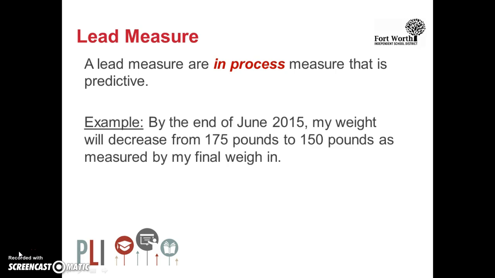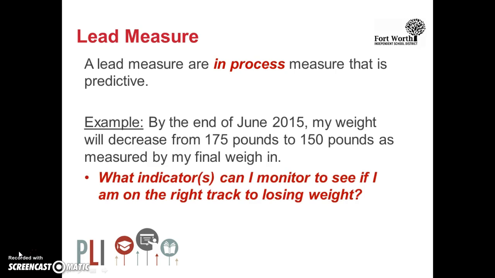By the end of June 2015, my weight will decrease from 175 pounds to 150 pounds as measured by my final weigh-in. First, what is the lag measure? Next, let's think about what measures can be monitored to see if I am on the right track to losing weight. Some common measures used with this type of goal are calorie intake, weekly weigh-ins, and even frequency and type of exercise. These are strategies with measures that could be tracked daily, weekly, or monthly.